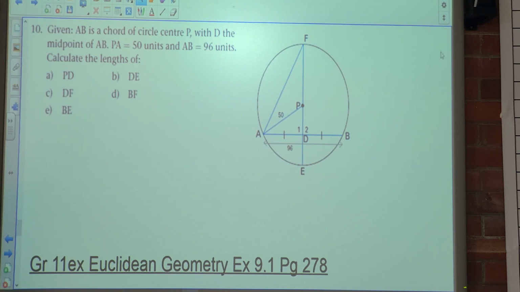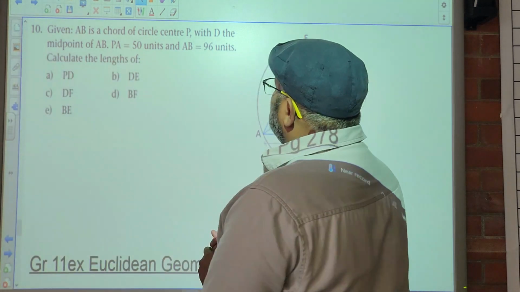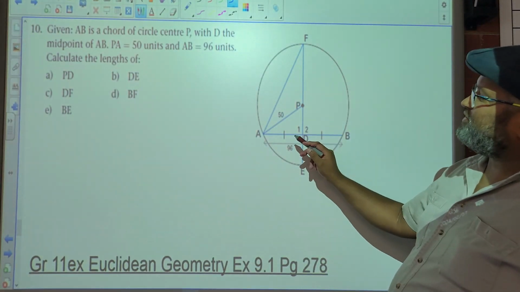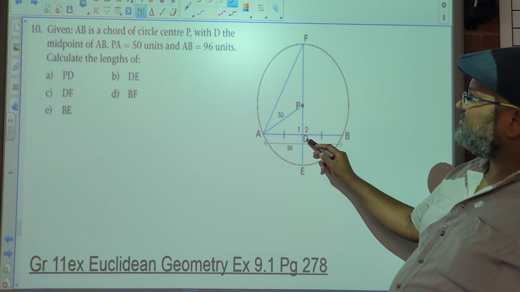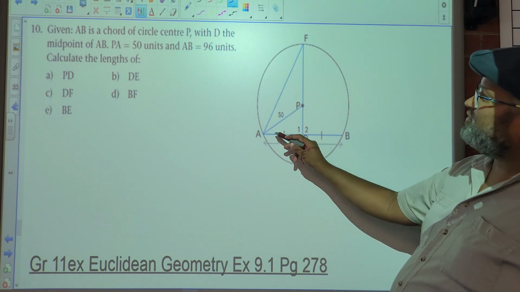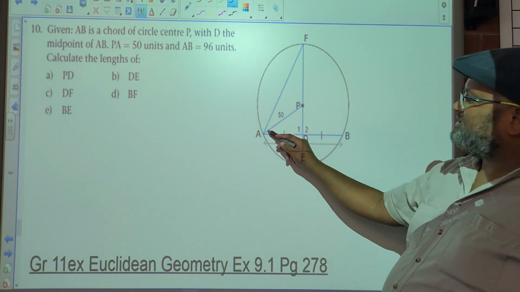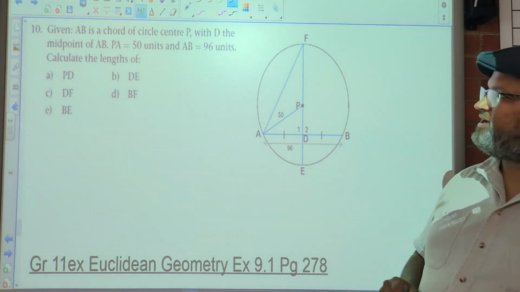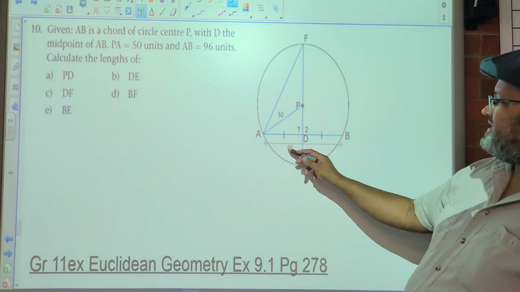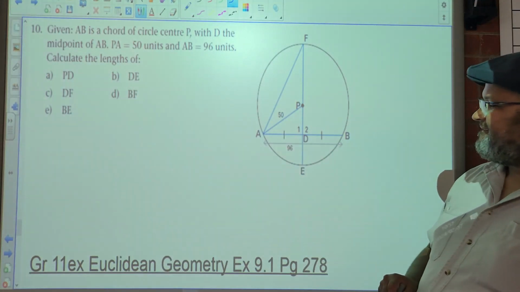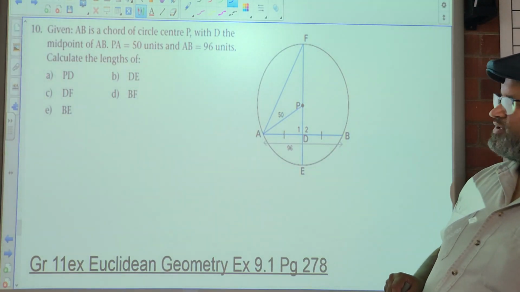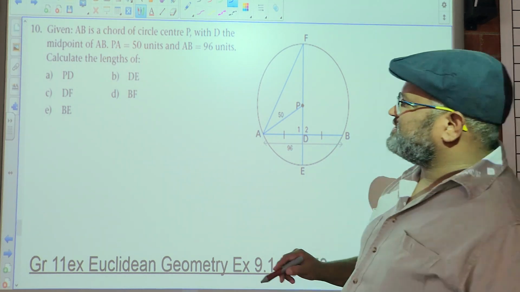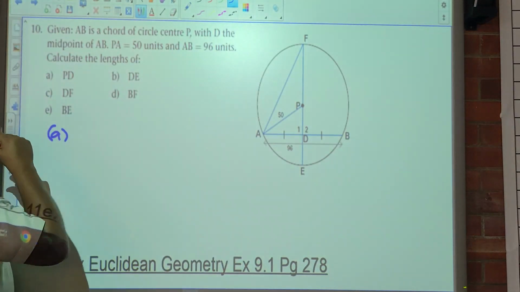So we are given AB is a chord of a circle, center P. So P is the center of the circle, with D the midpoint of AB. PA is 50. So if PA is 50, PF is also 50, and PE is also 50. All radii. Okay, then AB is 96, so half of that is 48. So the first question is, calculate the length of PD.